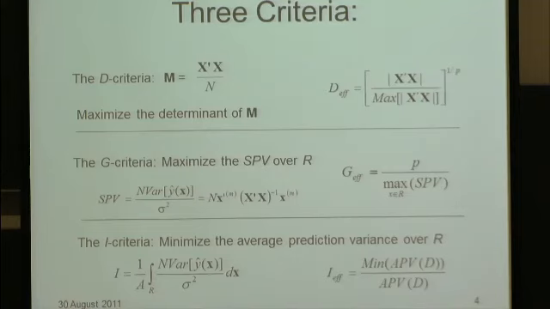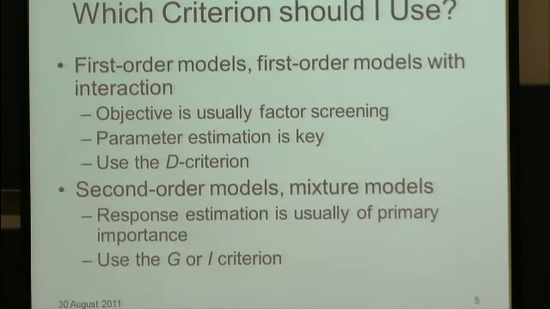And of course, in a G-optimal design, what we're trying to do is to minimize the maximum value of the scale prediction variance over the design region. So what we want to do is minimize that maximum scale prediction variance. We're also going to talk about the I criteria, to minimize the average prediction variance over the design region. These two criteria are sort of some of the main themes of what we're going to do.